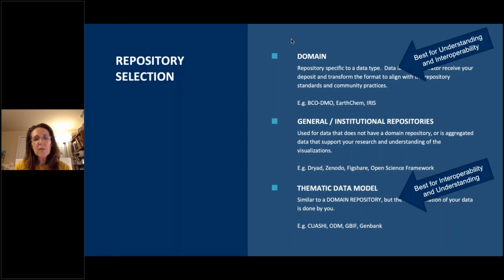So for best future understanding of your data and best interoperability, it's really the domain and thematic data model options that are best. And I say them in somewhat of reverse order, where domain helps you with the metadata and understanding. Thematic data models put you in a very standard format for interoperability and also help with understanding. So that's the reason for that.